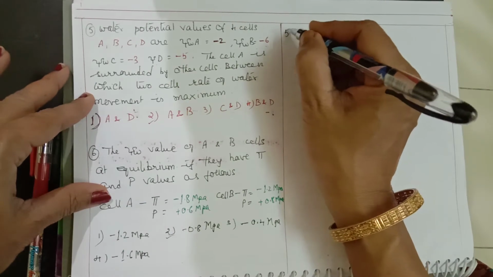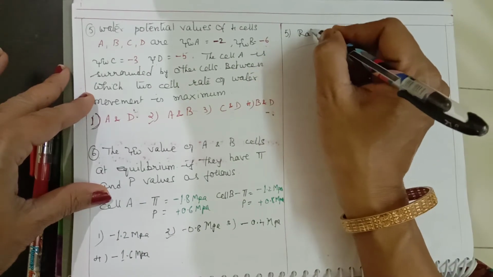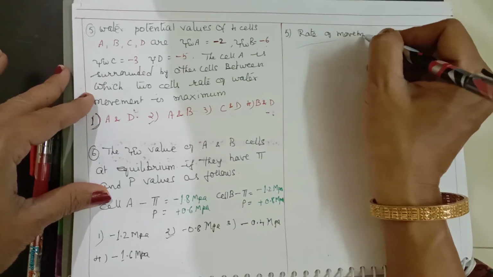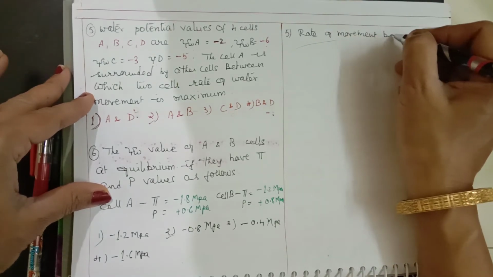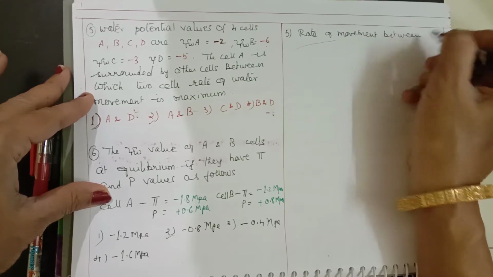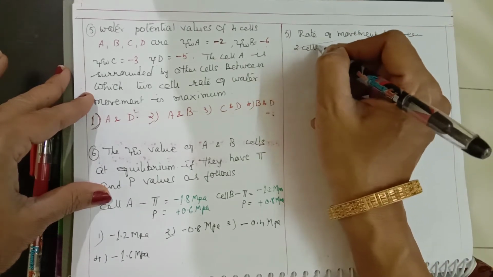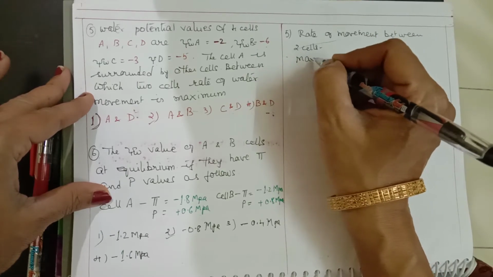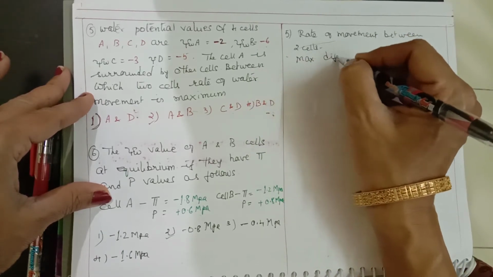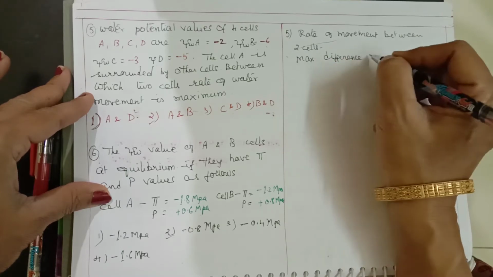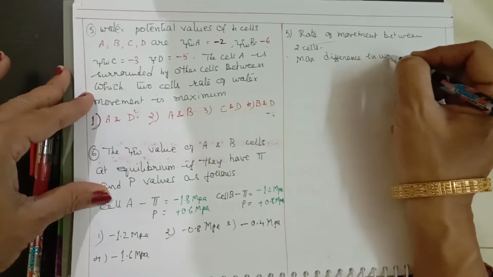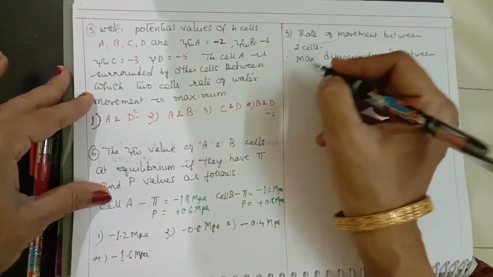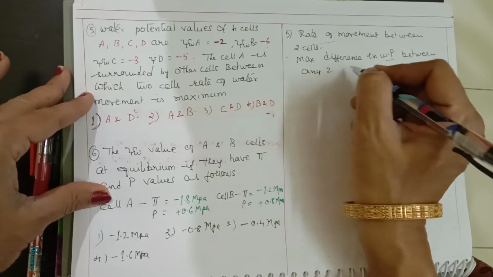So here I will write it. To find out the rate of movement between two cells, what we have to find out is the maximum difference in water potential between any two cells.